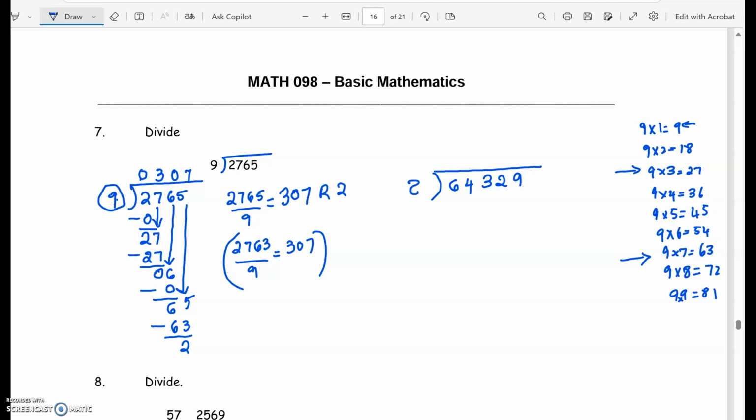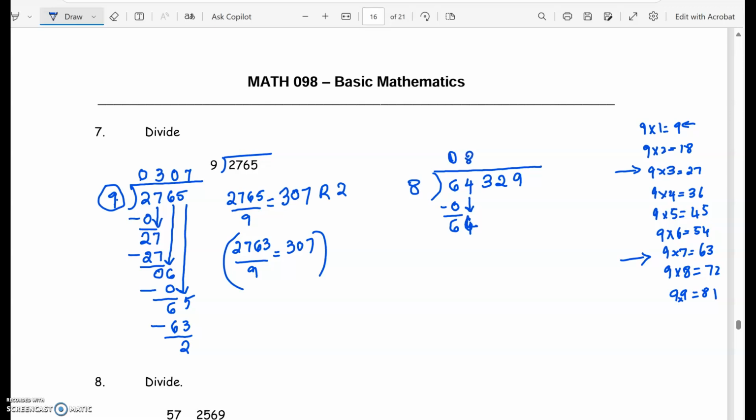We're going to divide 64,329 by 8. So let's look at the first digit. 8 goes 0 times into 6. 6 is smaller than 8. 8 times 0 is 0. Subtract to get a 6. Bring the next digit down. That's 4. How many times does 8 go into 64?